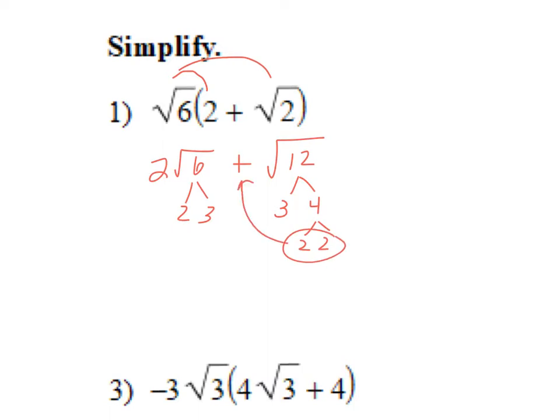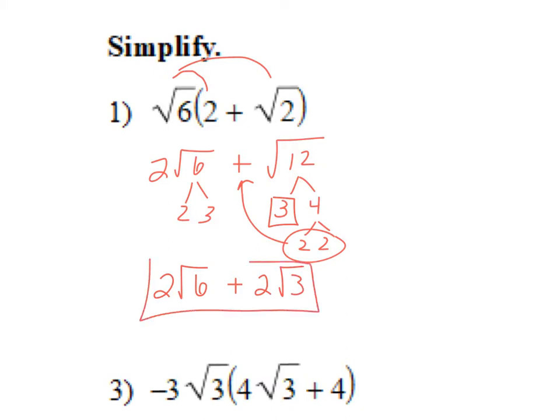So I have 2 root 6 plus 2's moved out, so 2 on the outside, and then we have this 3 left over on the inside, root 3. I cannot add those up because those are not same square roots.